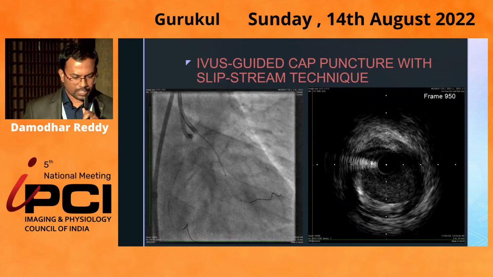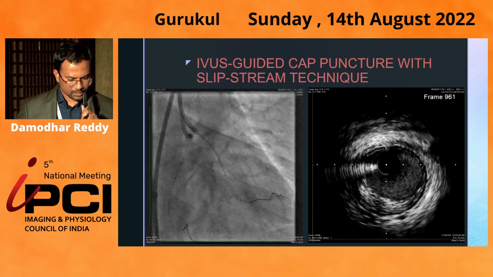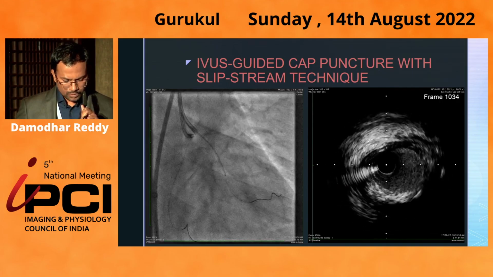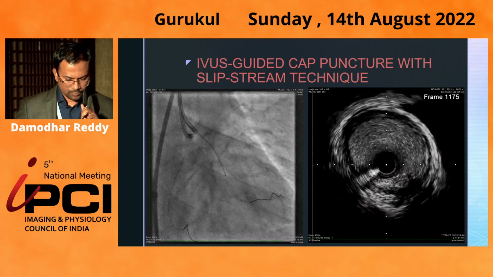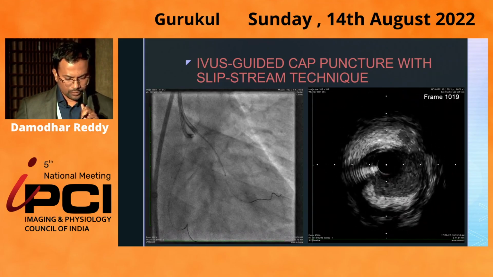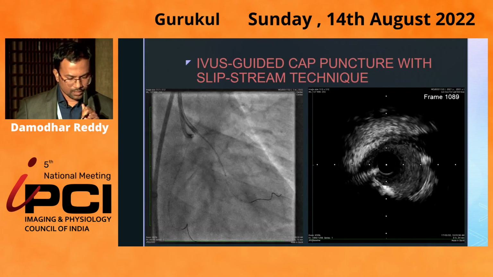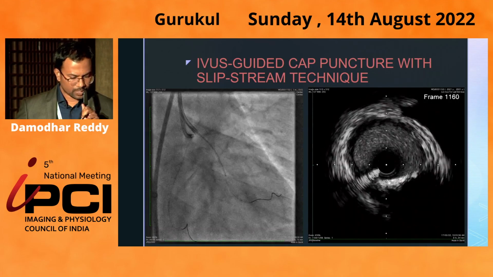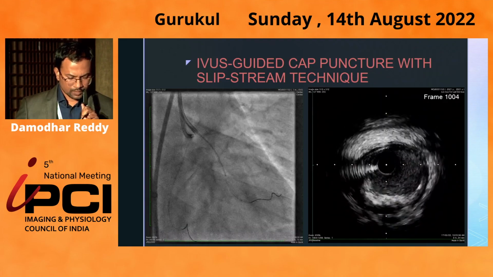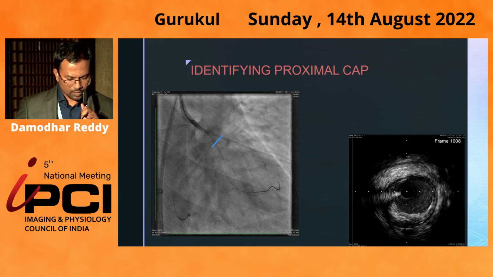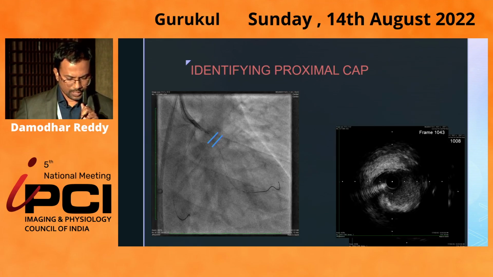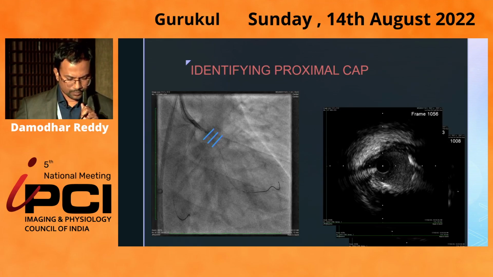And this was the IVUS-guided cap puncture with the slipstream technique, which we generally use. Here the IVUS catheter is parked in the LCX, and we try with a microcatheter in the LAD ostium. We'll try to puncture, identifying the cap through the IVUS. So how do we identify the proximal cap? This is the LCX, and as we come proximally, we are able to see the LAD cap.